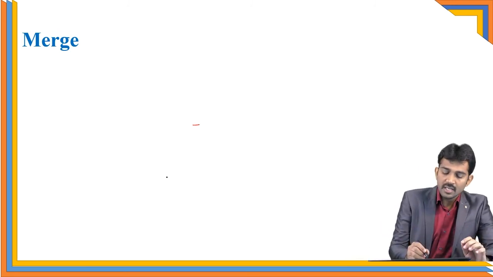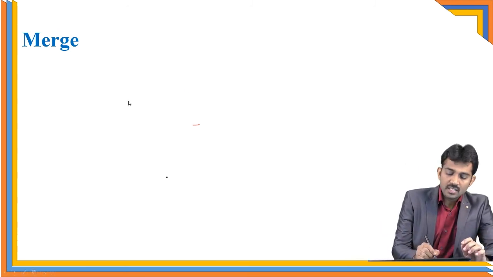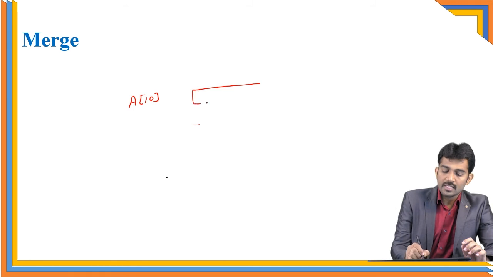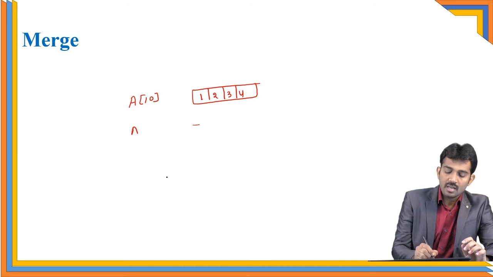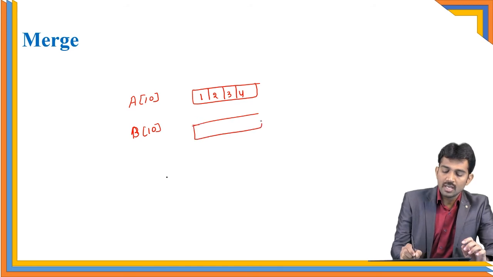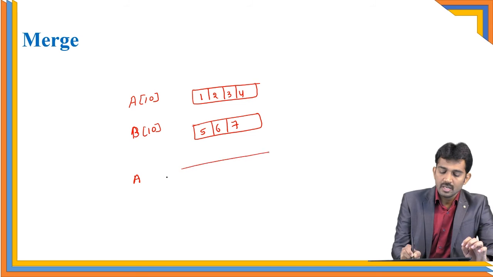For example, here one array is there. Please note this. This is an array A of 10, but it contains only 4 elements: 1, 2, 3, 4. And this is the array B of 10, but it contains only 3 elements: 5, 6, 7. My resultant array A should be, how should A be?